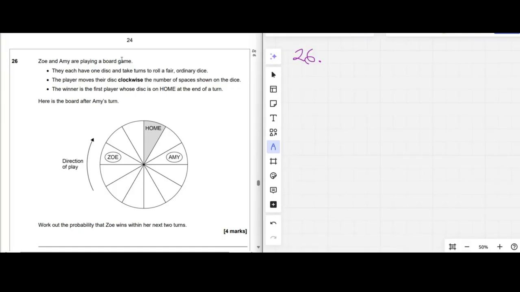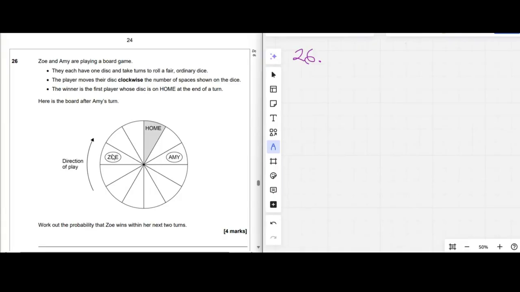Zoe and Amy are playing a board game. They each have one disc and take turns to roll a fair ordinary dice. A player moves the disc clockwise, the number of spaces shown on the dice. The winner is the first player whose disc is on home at the end of the turn. Here's a board after Amy's turn. So Amy is here, Zoe is there, and they want to be there. Work out the probability that Zoe wins within next 2 turns.